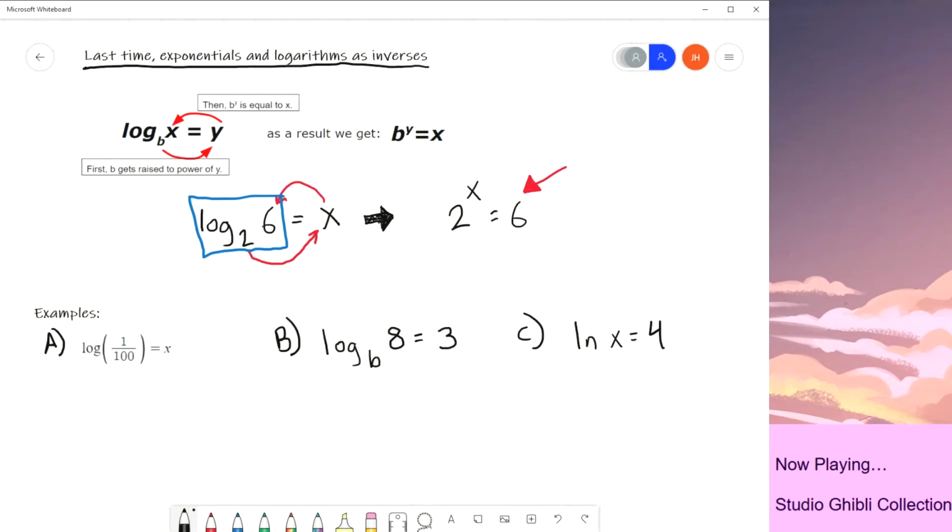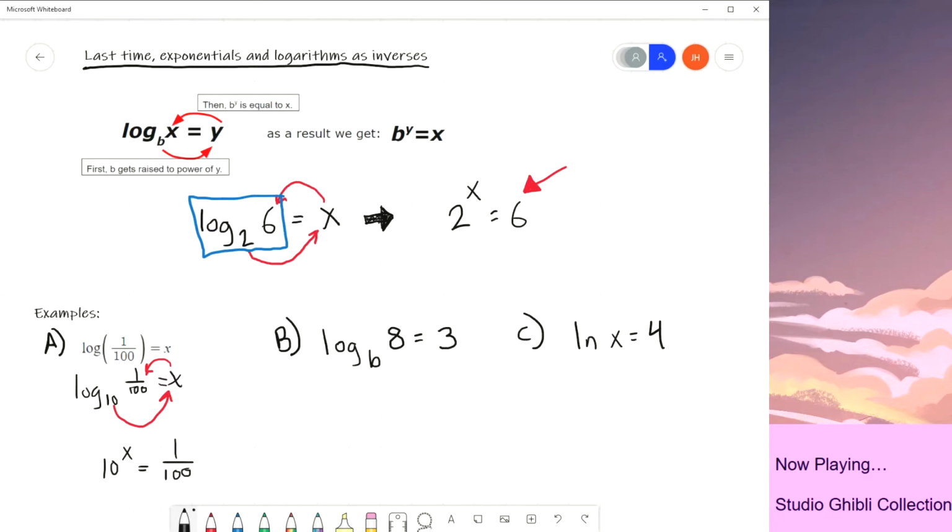So here I have log of 1 over 100 equals x, and I'm trying to solve for x, right? I want to know what x equals. Now, I could plug this into a calculator, but let's use some simple log rules to undo this and figure out what x is. If I have log and there's no base written, then it is implied that it is log base 10. So log base 10 of 1 over 100 equals x. I can use my decoder ring to undo it, and I would get that 10 to the x is equal to 1 over 100.